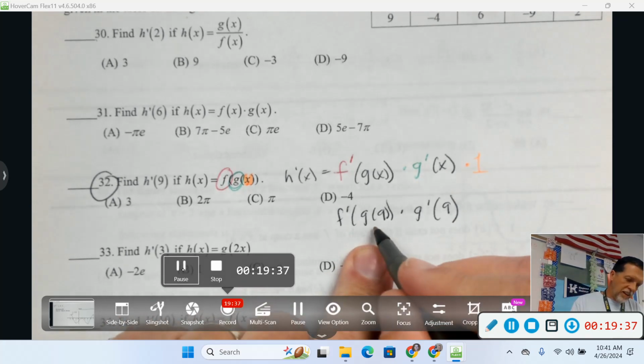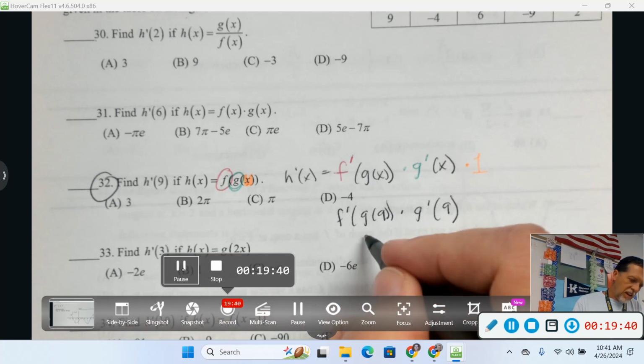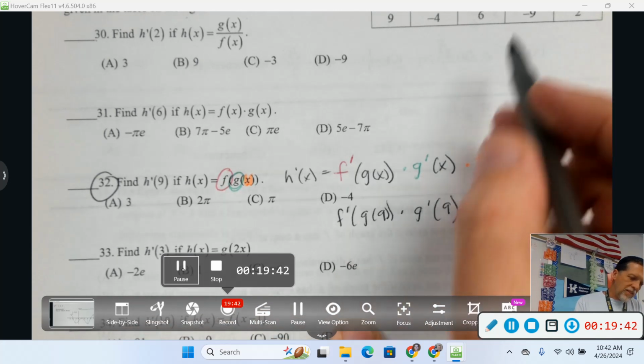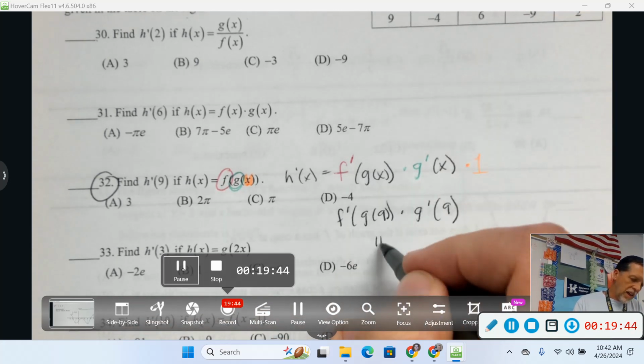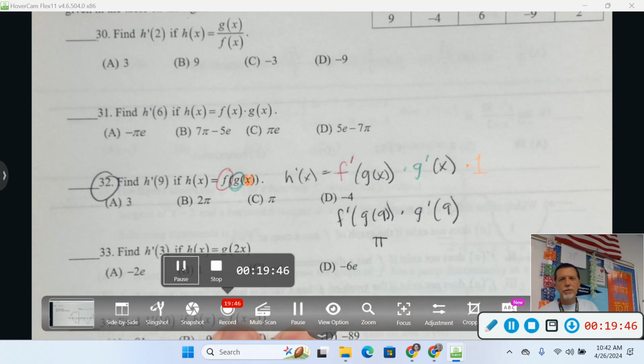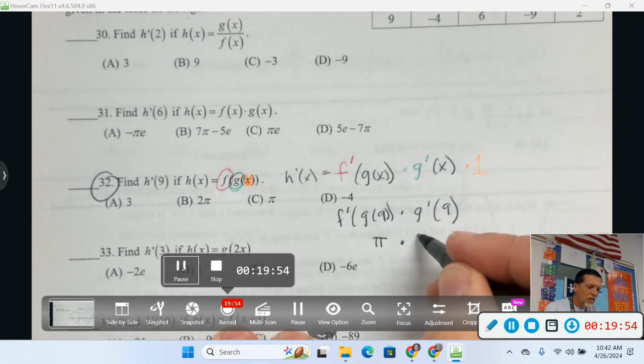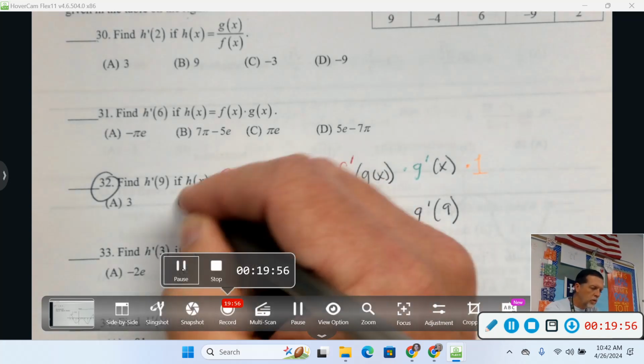G of 9 is 6. F prime at 6 is pi. Two things at once without writing them down. Just life on the edge today. G prime at 9, that's 2, so 2 pi.